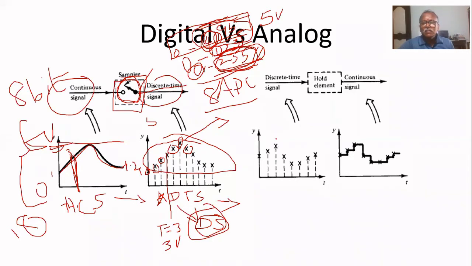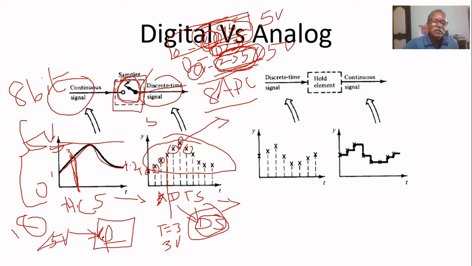Suppose you are having a digital signal. One more thing I have to mention here. Suppose the ADC is an 8-bit ADC, and the reference signal given to the ADC is 5 volt. Then the maximum value 255 corresponds to 5 volt. Suppose the reference is 4 volt, then 255 corresponds to 4 volt. If the reference is 10 volt, then 255 corresponds to 10 volt. That you should also remember.